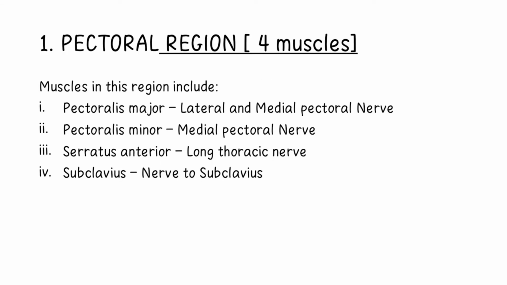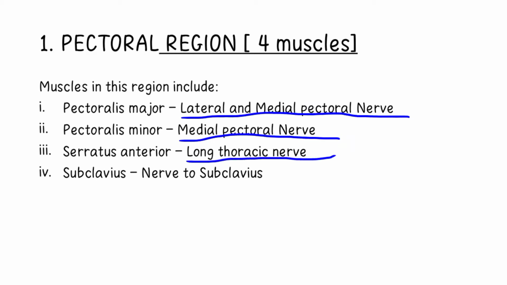The pectoral region is made up of 4 different muscles, and I've also given you their innervation right beside them. The pectoralis major is supplied by the lateral and the medial pectoral nerve, pectoralis minor by the medial pectoral nerve, the serratus anterior by the long thoracic nerve, the subclavius by the nerve to the subclavius.